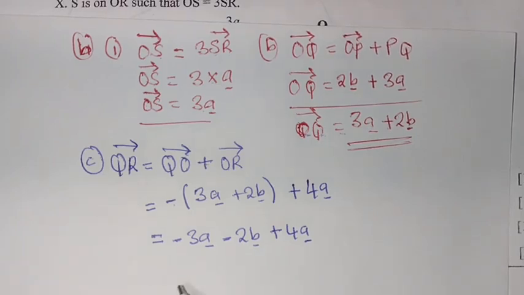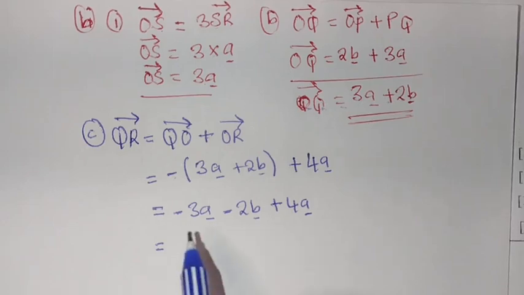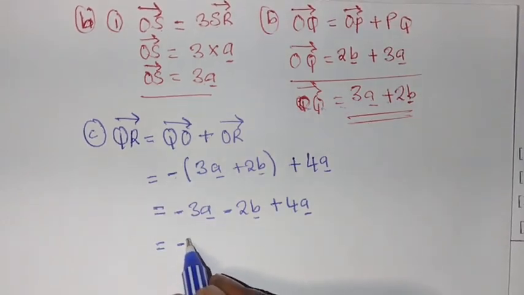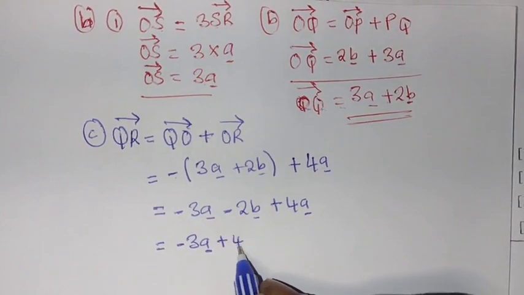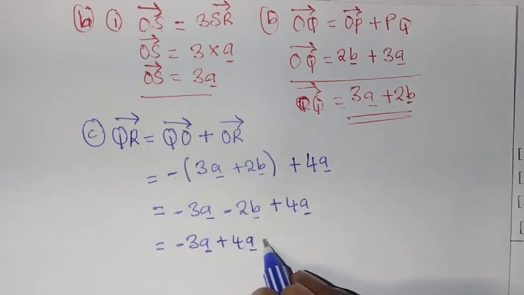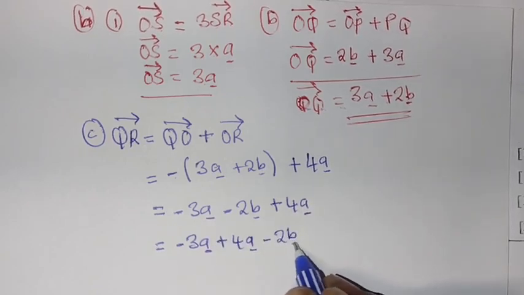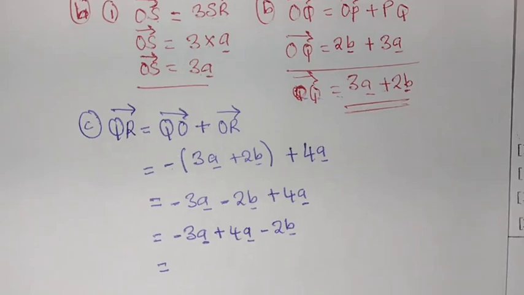Then from this stage, what are we going to do? Let us just group the like terms together. So the like terms here, we are going to have negative 3A vector plus 4A vector. This one is the like term because it has A. Then minus 2B vector. Then from here, we need just to simplify.